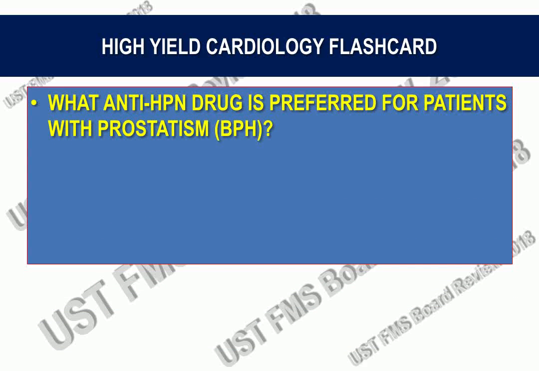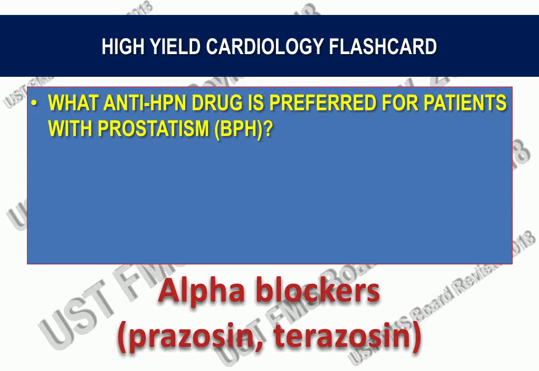Which antihypertensive drug is preferred for patients with prostatism? These are patients with BPH. You do encounter this, so these are your alpha blockers, your prazosin and your terazosin. In fact, if your patient has BPH and has concomitant hypertension, then you give prazosin or terazosin. They have an additional benefit of decreasing the size of your prostate gland.